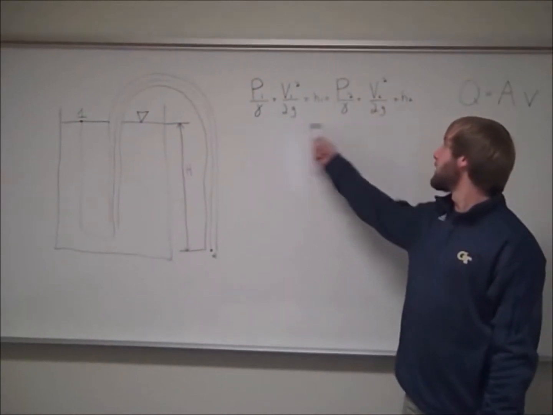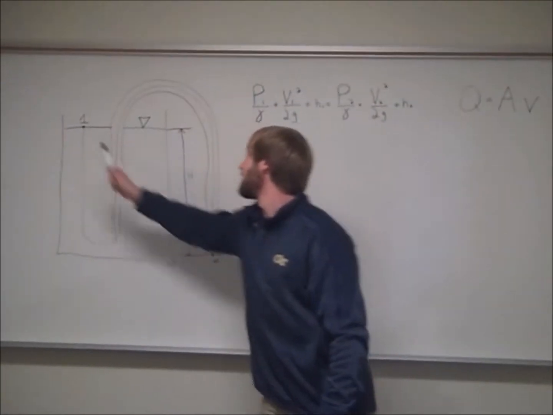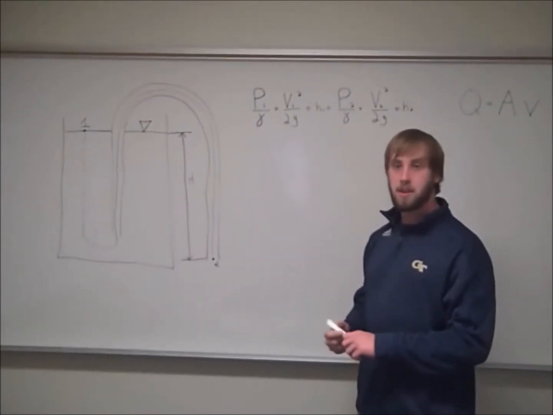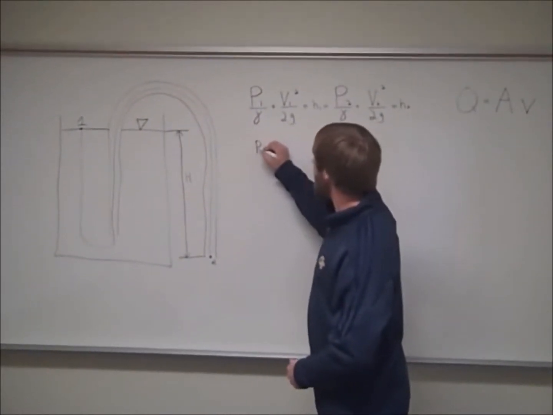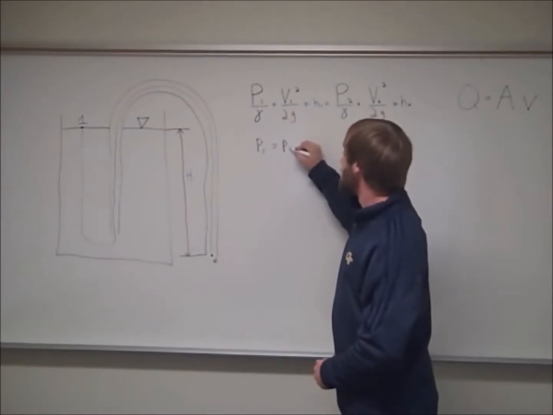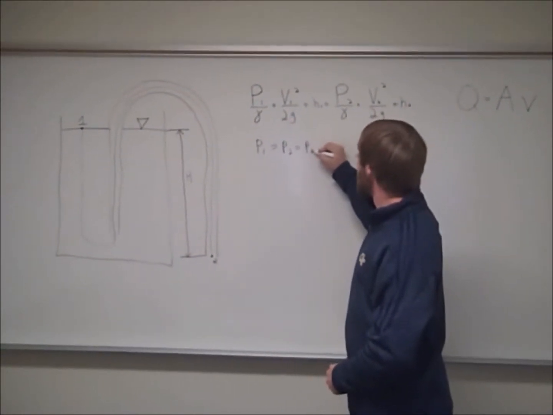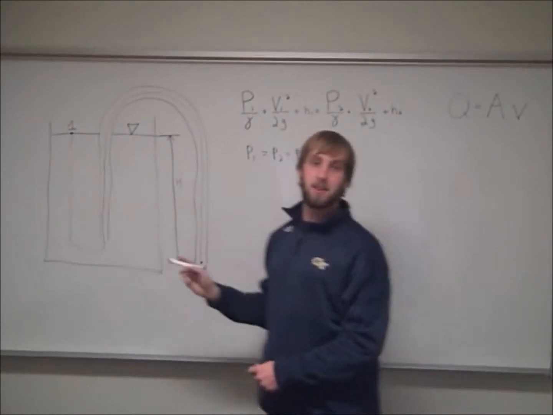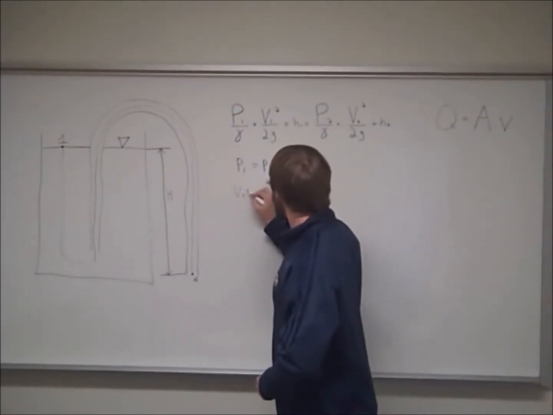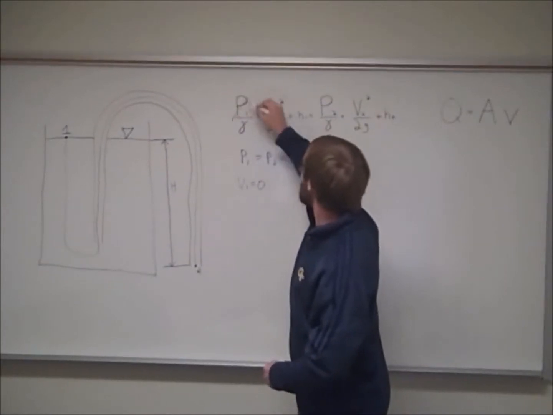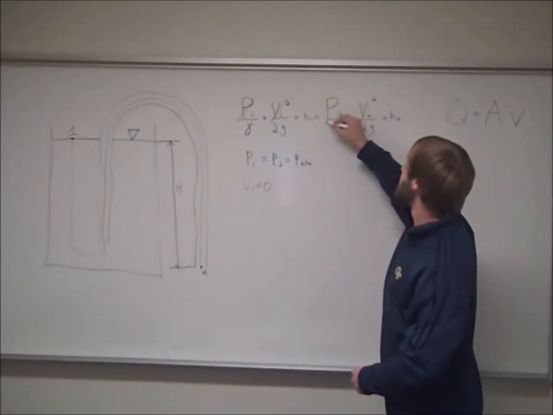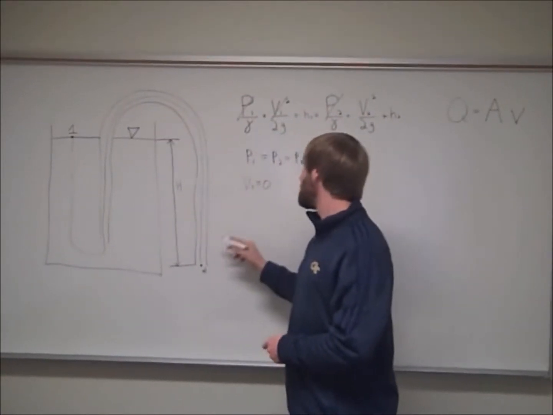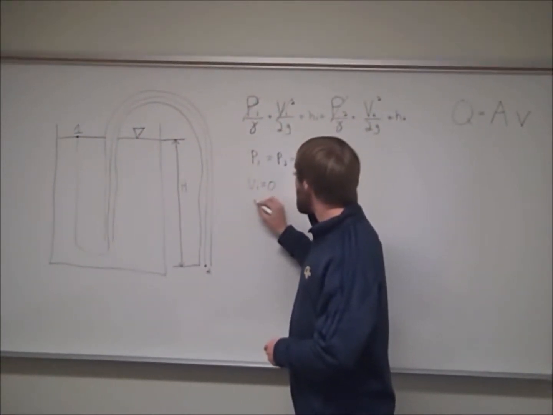We set up our Bernoulli equation using these 2 points, one on the surface, one at the exit of the pipe. And these 2 points work out well because we know that the pressure of 1 equals the pressure of 2, which is atmospheric pressure. And we know that this velocity is going to be equal to 0. So this cancels, and this cancels. Also, we know that the difference between 1 and 2, the height, is going to be h.